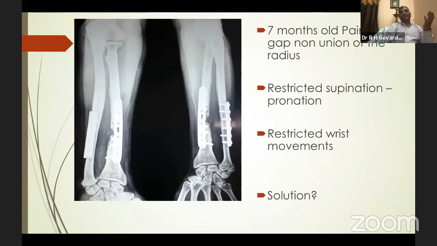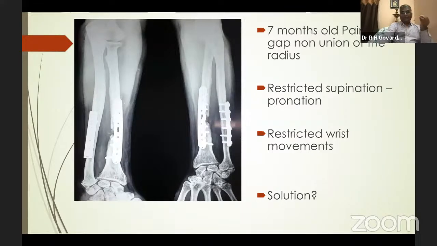This example which I showed earlier, this is the radius where there was a gap which was tried to neutralize with the help of shortening of the radius, resulting in inferior radio-ulnar joint dislocation. This lady had restricted supination pronation with non-union, gap non-union.